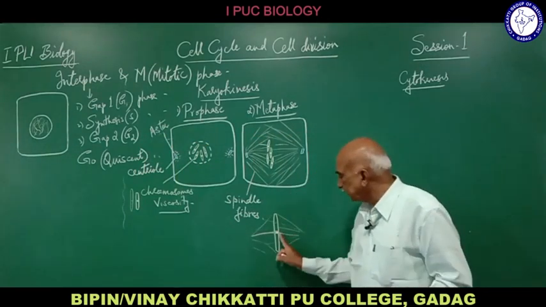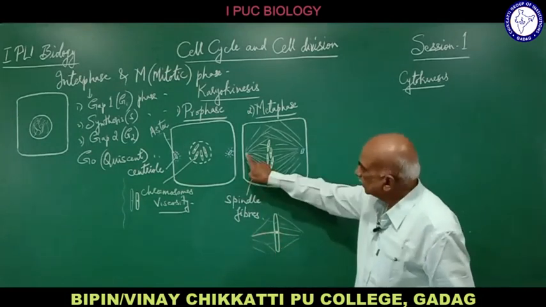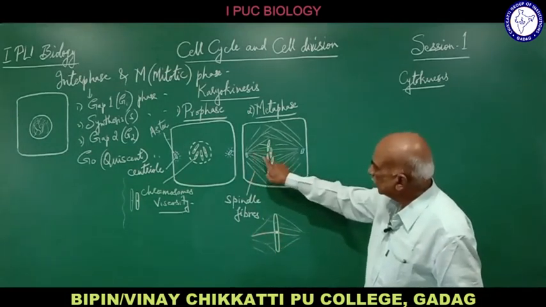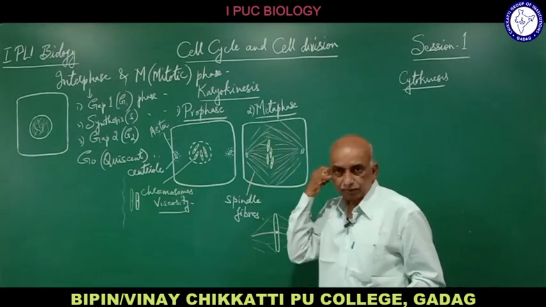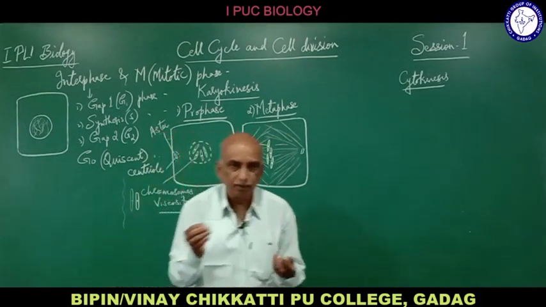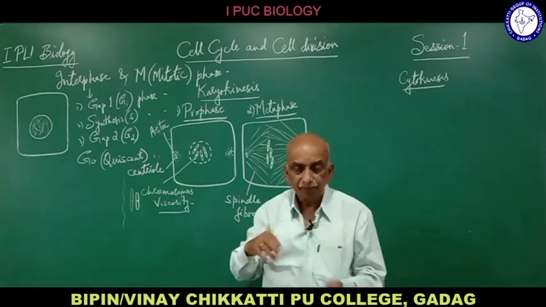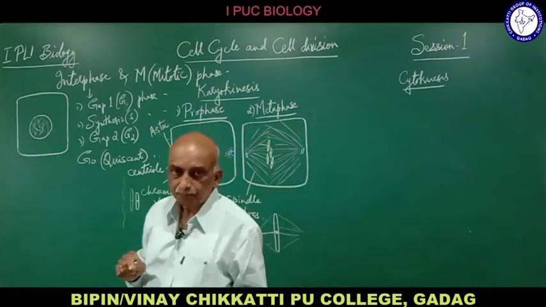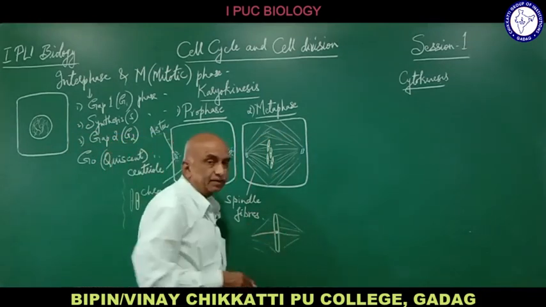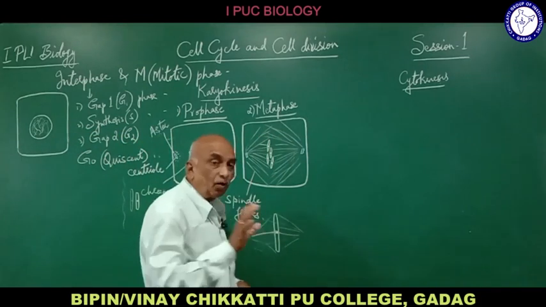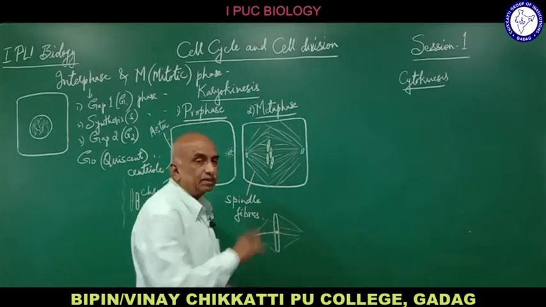So this fiber gets attached to this centromere, from this direction and from this direction. Fibers coming from this end attach to the centromere, and also from this end. If you remember, in the centromere there are two cap-like structures, kinetochores. So the attachment is seen at the kinetochores in the centromere. And after attachment, these spindle fibers start contracting. So this fiber will contract, and this fiber will also start contracting.